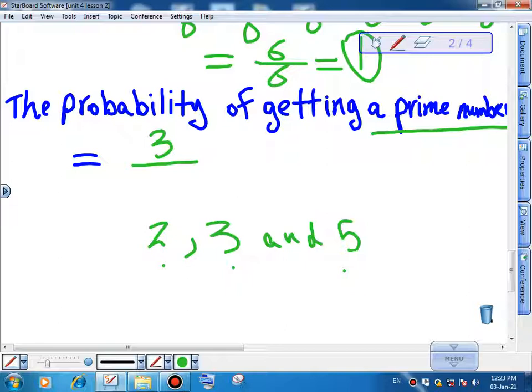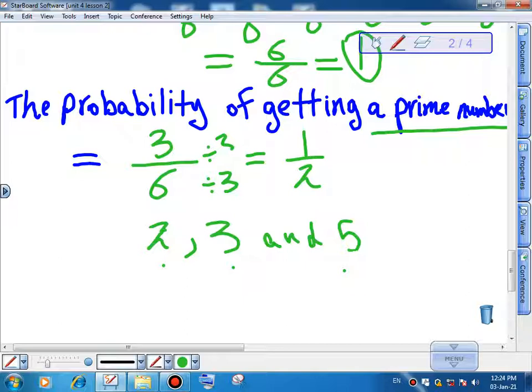It will be the same thing: we have all numbers from 1 to 6, so it will be 6. So 3 over 6. We need to put this fraction in the simplest form by dividing both the numerator and the denominator by 3. It will be 1/2. The probability of getting a prime number is 1/2.